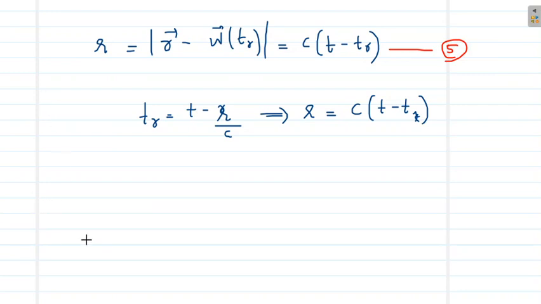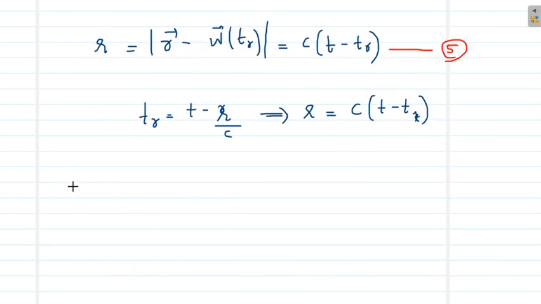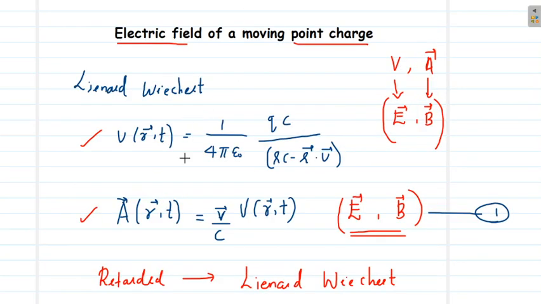So let us begin our derivation. What are the required components? We need to find the electric field, del V, first. So del V is equal to del of the potential V term.